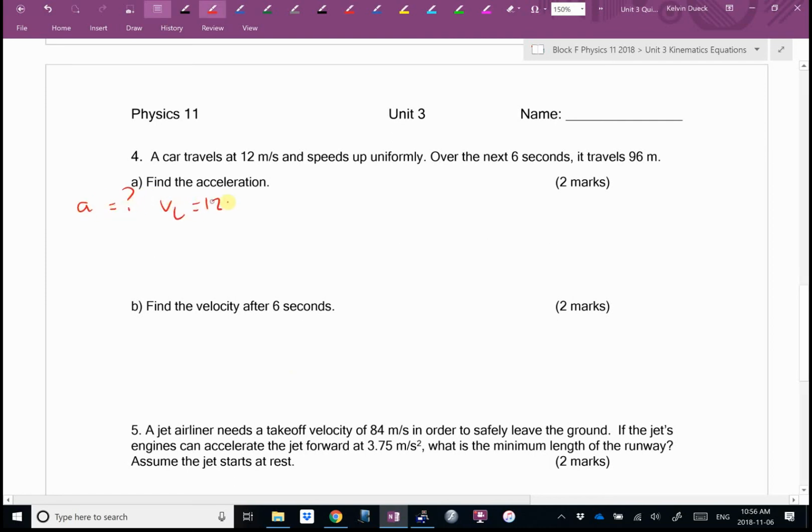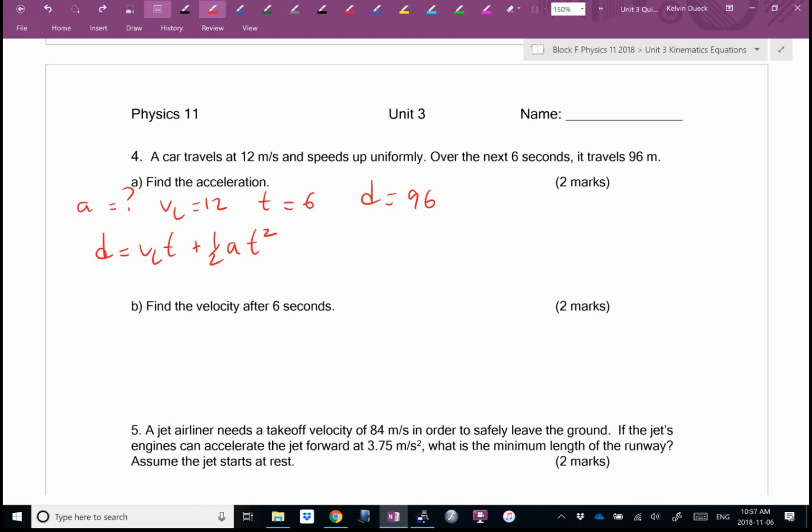VI is 12. T is 6. D is 96. So I guess I'm going to use D equals VIT plus a half AT squared. I've had you get the A by itself with this equation, but I think every time VI was 0, so it was a much nicer version. But here, VI is not 0. What's going to drop down like a domino? And then what?